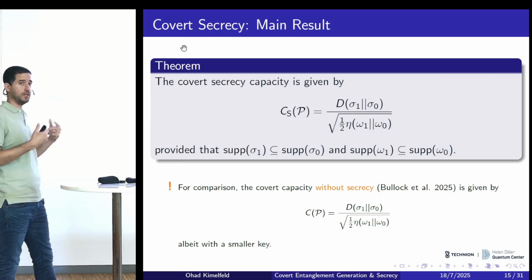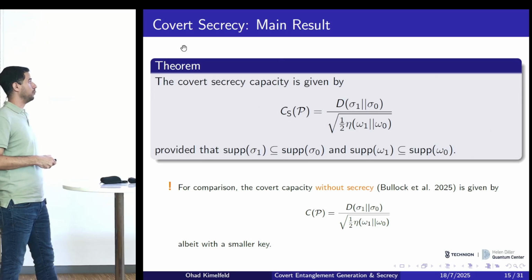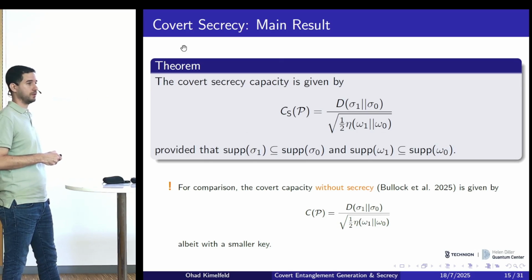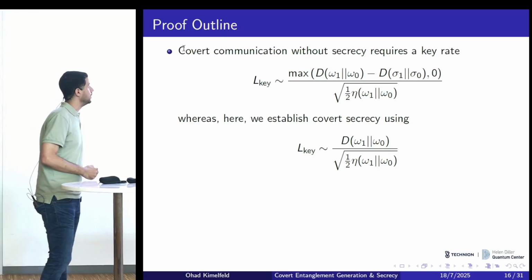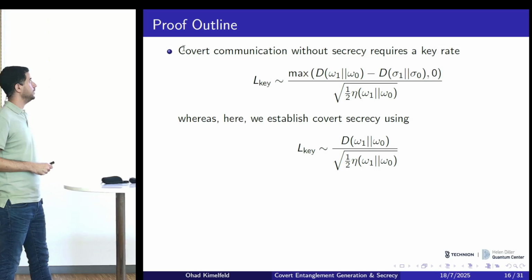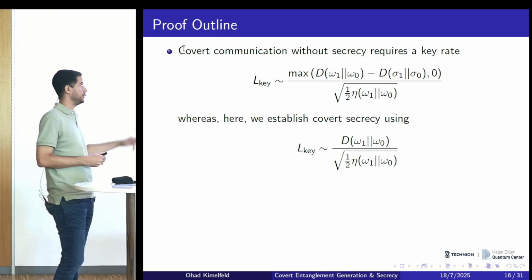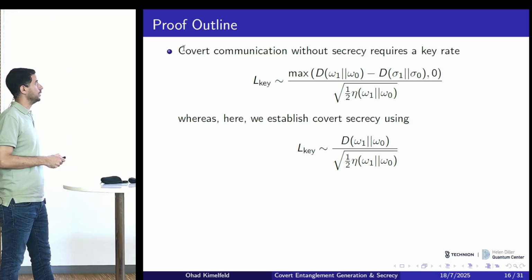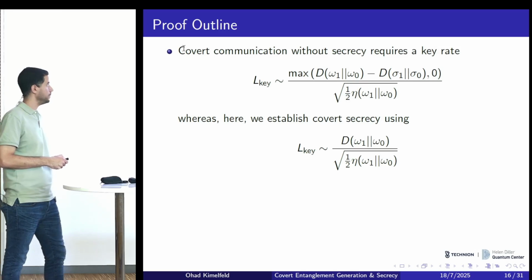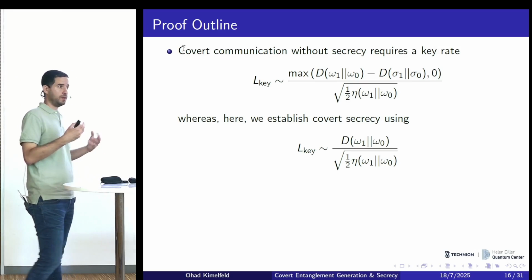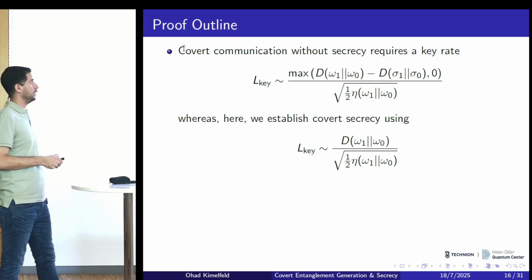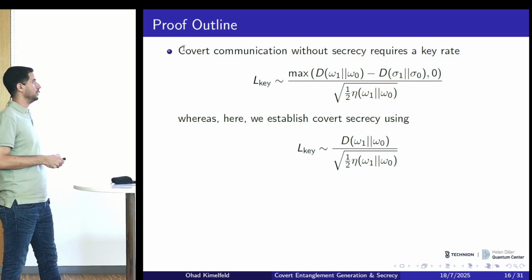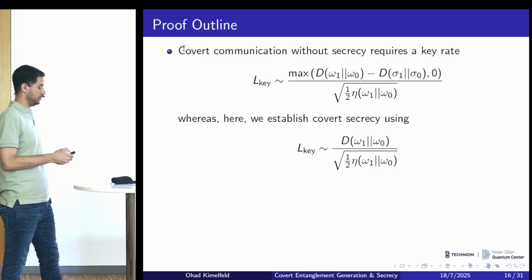But in this case, without secrecy, we need a smaller key than our result with secrecy. Okay, so we show this here. Covert communication without secrecy requires a key rate of this size, which is, here you can see the difference between the divergence of Willy's states and the divergence of Bob's states. And in our case, with secrecy, we need a key rate of this size, which is bigger than this key rate.